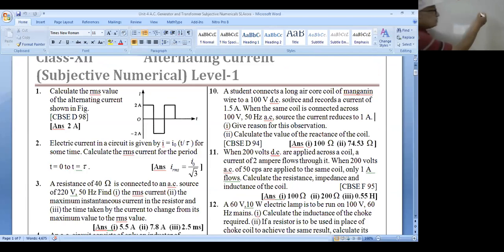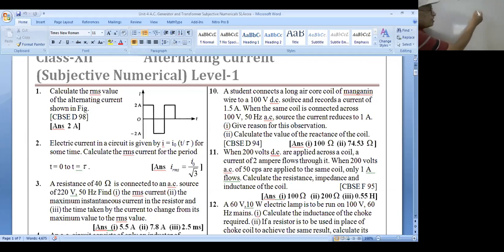Air core means inside the solenoid there is no magnetic material. If we insert magnetic material like soft iron, it is not air core. Air core means the medium is air. If you put magnetic material like soft iron inside the solenoid or coil, it is not called air core. So here one coil is there, that is air core, and manganese wire is given, and it's connected to a 100 volt DC source and records a current of 1.5 ampere.